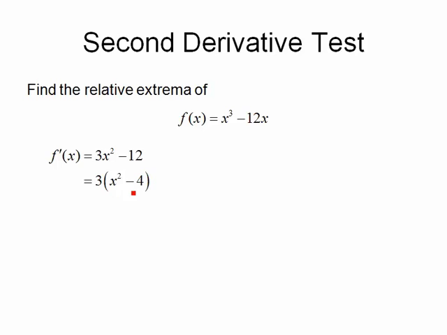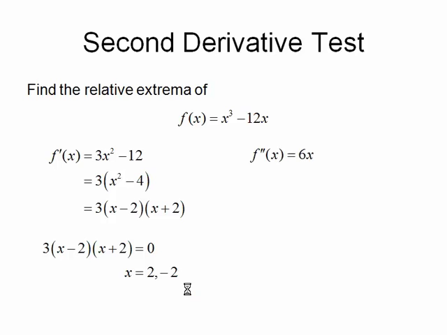Since this is a difference of perfect squares, I'll factor it one more step to 3 times the quantity x minus 2 times the quantity x plus 2. If I go ahead and set that equal to 0, I'll see that x minus 2 is equal to 0 at 2. x plus 2 is equal to 0 at negative 2. So there are my critical numbers, and for me to decide whether those are relative maximums or relative minimums, I need to put it into the second derivative.